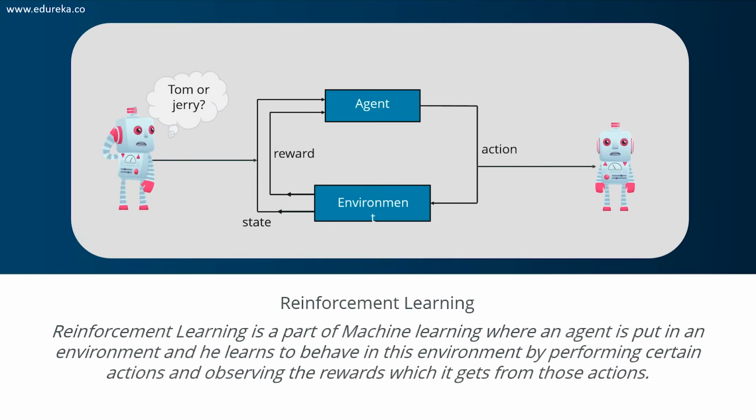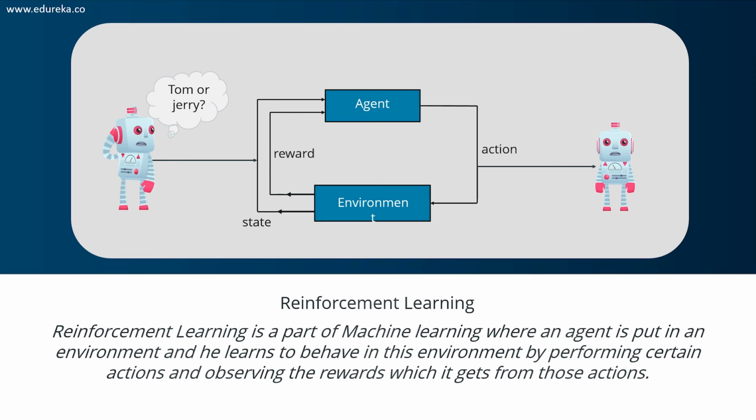Next, we have something known as reinforcement learning. Now, reinforcement learning is comparatively different, right? It's pretty different from supervised and unsupervised. It is basically a part of machine learning where you put an agent in an environment and this agent learns to behave in the environment by performing certain actions and observing the rewards which it gets from these actions. To understand reinforcement learning, imagine that you were dropped off at an isolated island. What would you do? Initially, we'd all panic, right? But as time passes by, you will learn how to live on the island.